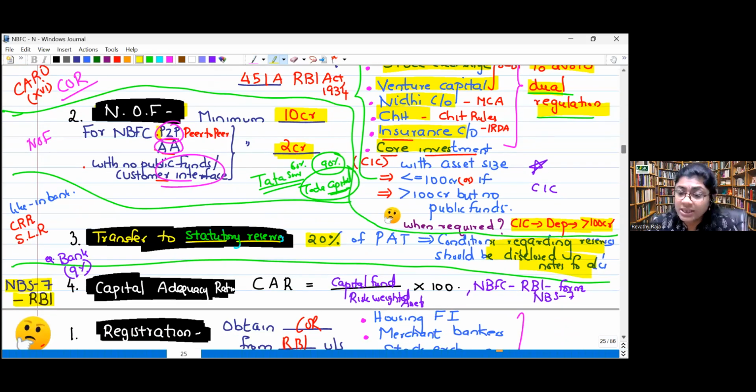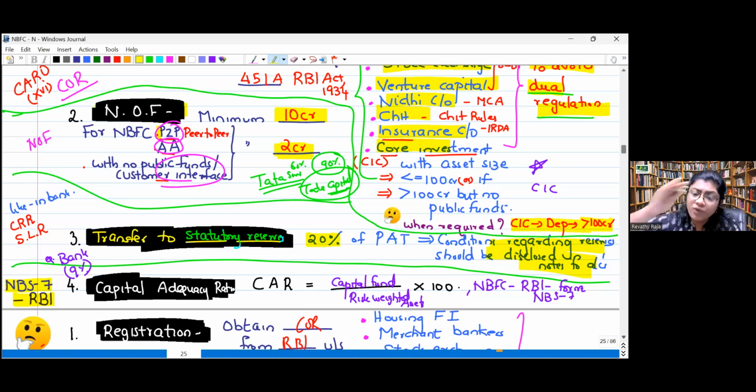Now, how much is the capital adequacy ratio we have to maintain? 15. Tier 1 plus tier 2, 15. Tier 1 alone should be at least 10. If it is a gold business, it should be 12. And what is the formula? Capital funds divided by risk-weighted assets.